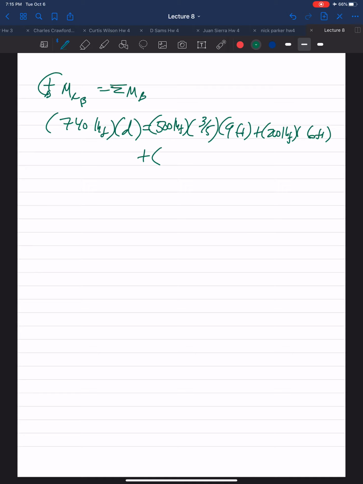plus the 260-pound force, whose vertical component would be 12/13 times the perpendicular distance to point B, which is 4 feet. Sum all that up and divide by the 740-pound force to get D. You get D is 6.57 feet. That is where the resultant force is applied.